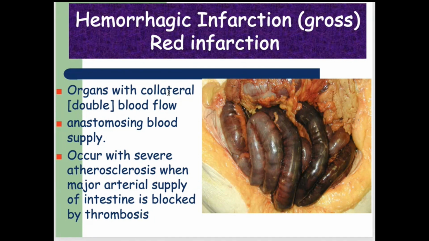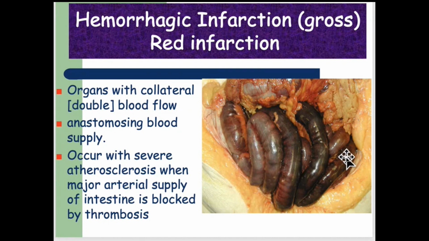They are called collateral circulation, double circulation, or anastomosing circulation. So when that part dies, blood will come into that dead part from other supply. So they will look red in color. They will look hemorrhagic. That is why I call it hemorrhagic infarction or red infarction. This also occurs in spongy organs, like the lung, which is sponge-like. So in that also you can see red infarct.